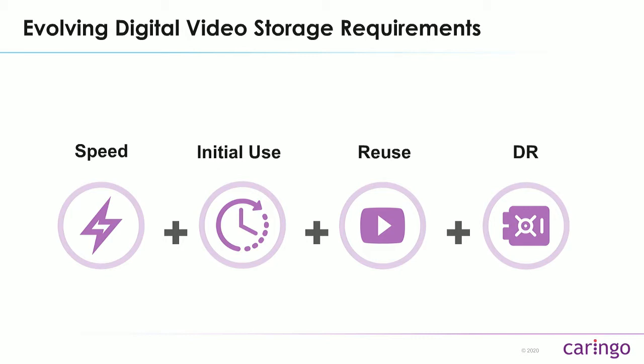But do you have anything to add here, Nick, from a speed, initial use, reuse, and DR perspective? No, I think it's a great concept that people need to use to evaluate their priorities, right? It's what are our priorities? Is it speed? Is it first time use? Is it accessing old content? Or is it archive, right? Or is it data retention, data redundancy, depending how you want to look at it, right?